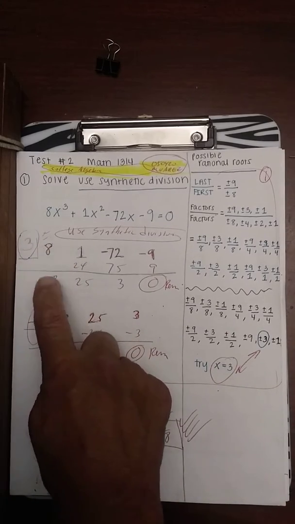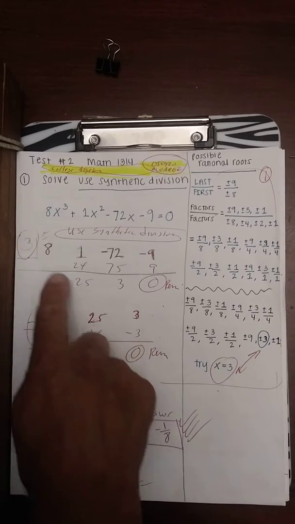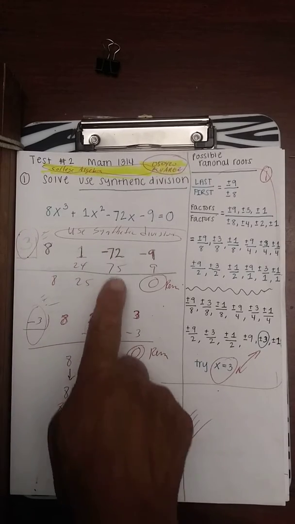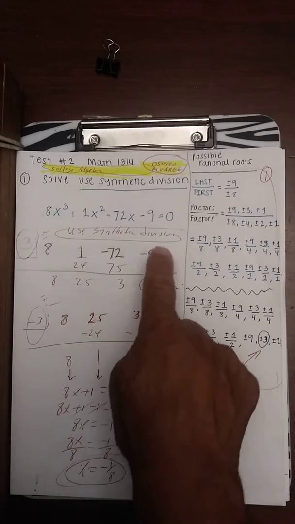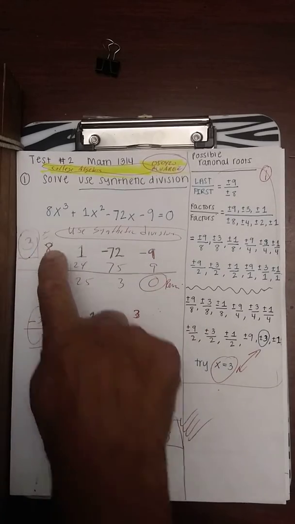3 times 8 is 24. 24 and 1 is 25. 3 times 25 is 75. 75 minus 72 is 3. 3 times 3 is 9. 9 minus 9 is 0 remainder. So that means yes, that's an answer.